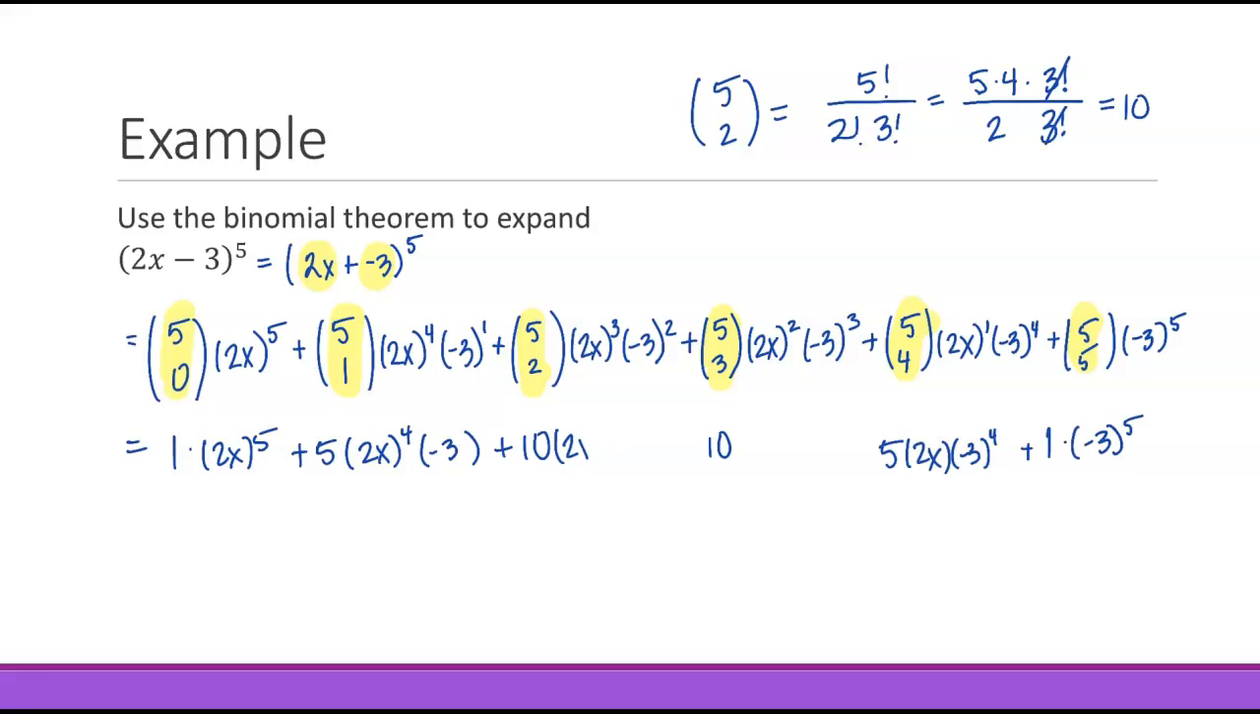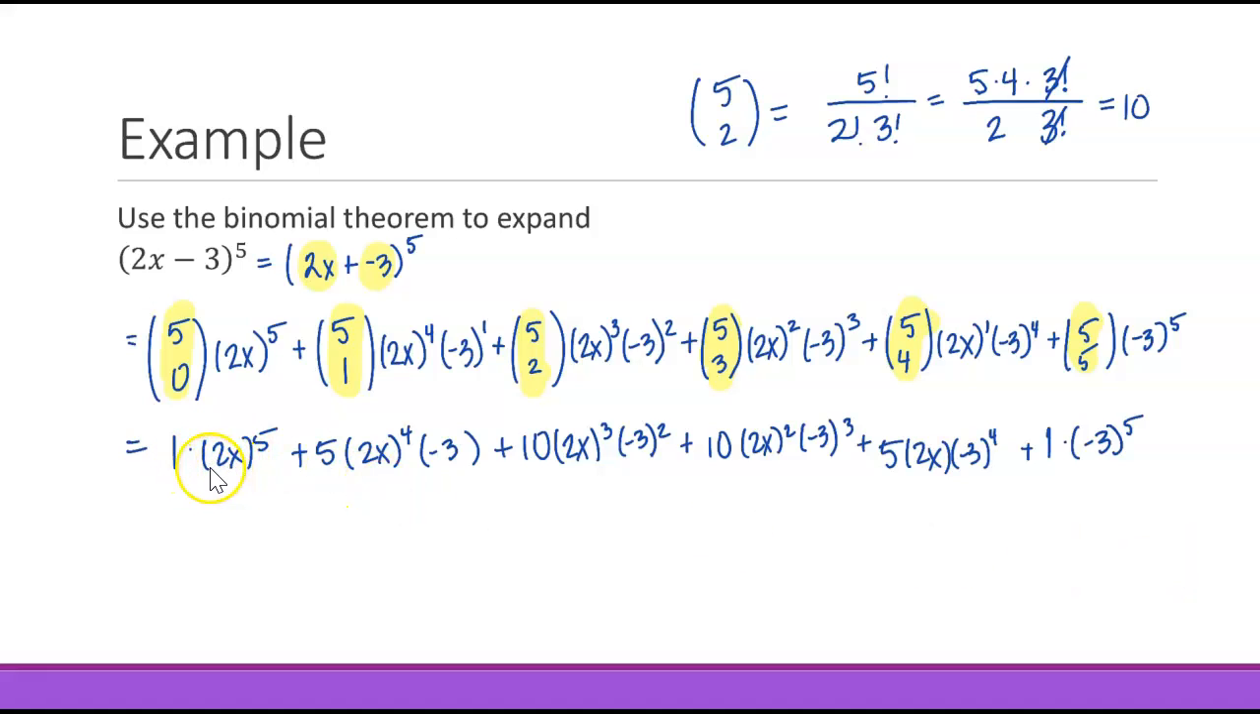So I have 10, and then times 2x cubed times -3 squared. And then here I have 10 times quantity 2x squared times -3 cubed. So we have 1, 5, 10, 10, 5, 1. And if you notice, those are the same values from Pascal's triangle. So if we had recreated Pascal's triangle, we could have put the coefficients in from that instead of using this formula for n choose r, the formula for finding the binomial coefficients. But that's only going to work if we have a smaller power that we're raising the binomial to. The larger this becomes, the less likely you're going to want to create a gigantic Pascal's triangle.